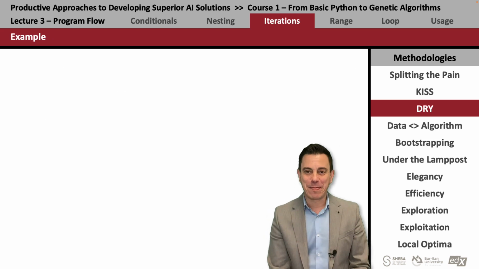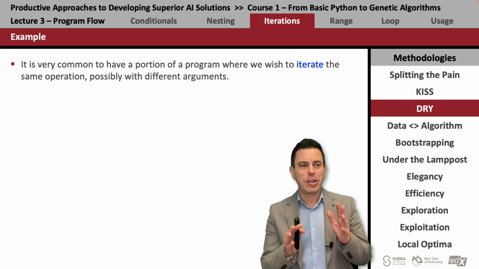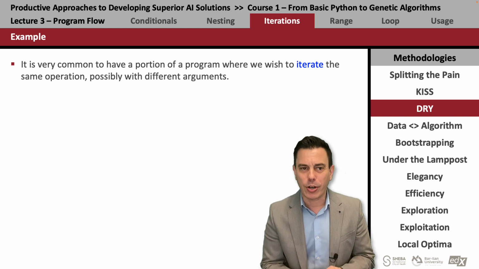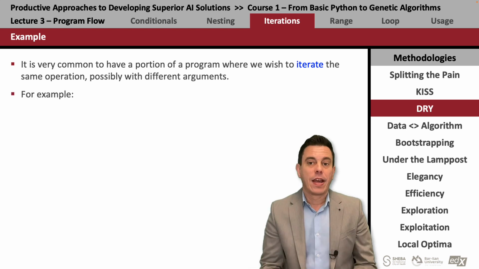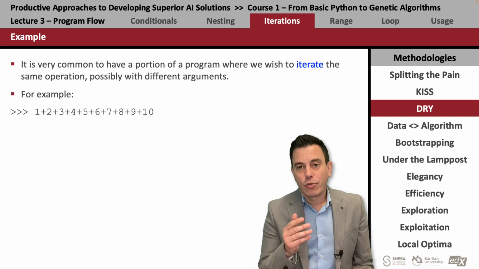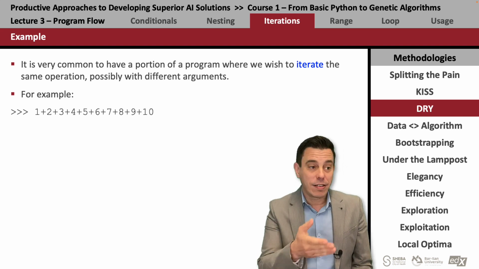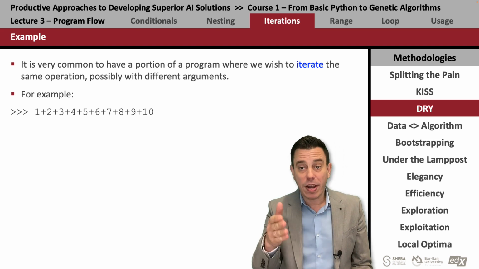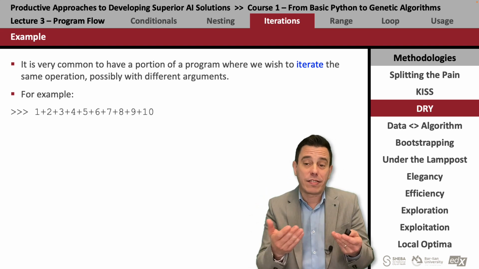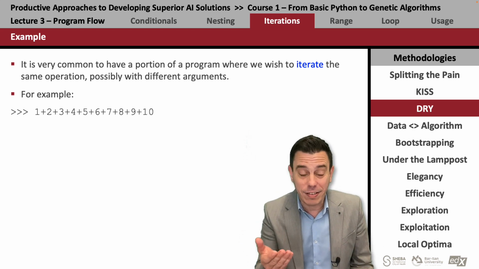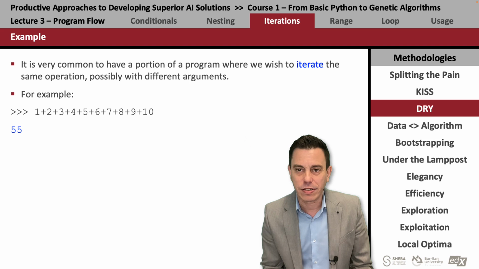Now let's see an example. It is very, very common that we want to iterate a portion of the program, possibly with different arguments. Here, we want to repeat the process of adding numbers. Something like what you see here, 1 plus 2 plus 3 until 10. We can, of course, write an expression like that and put it in the prompt. If we do that, we do get the results.